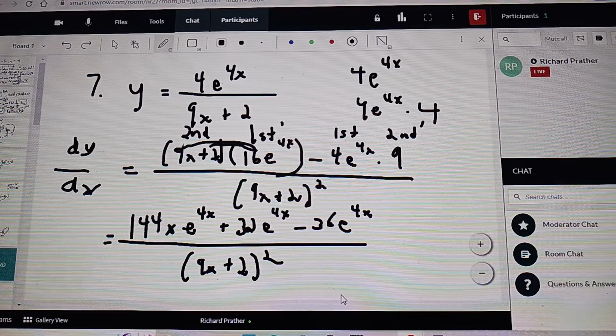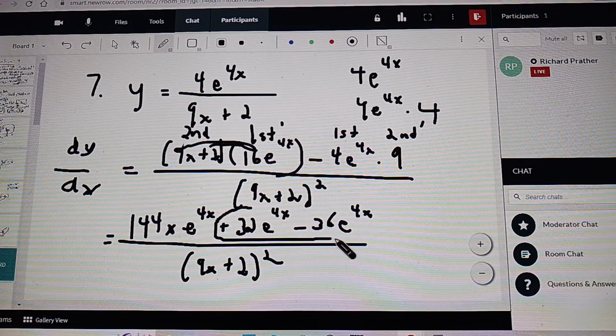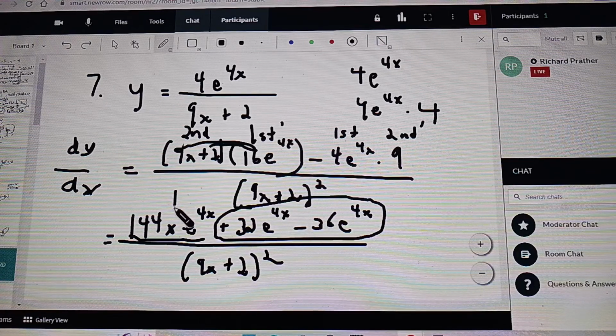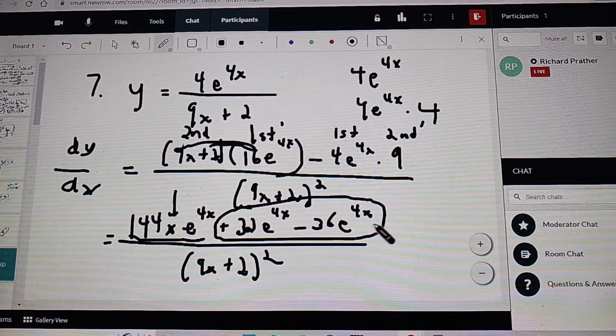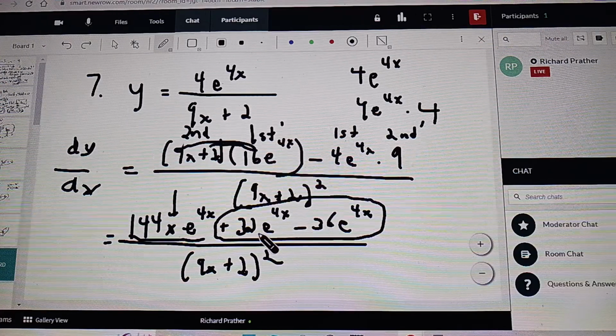See, by doing that distributive property, it helps because now we have like terms here and here. This one's not a like term, though, because it has an extra x attached. These are just 32e and 36e. And to the 4x also is important. So they're only like terms if you have different numbers, possibly, or the same number, and all the rest has to be identical. E to the 4x is identical to e to the 4x. If it was e to the 4x and e to the 3x, they would not be like terms. If one has an extra x and the other doesn't, those are not like terms.